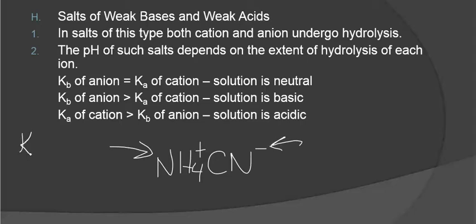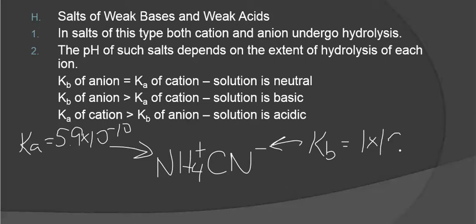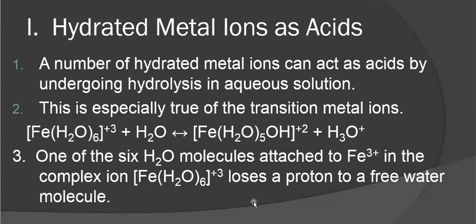Ka for NH4 is 5.9 times 10 to the negative 10th, and Kb for the CN minus is 1 times 10 to the negative 4th. So if I compare Ka to Kb, Kb is greater. That means if I put this salt into water, it's going to produce a basic solution because Kb is greater than Ka. We're going to ignore letter I, so you can just mark that off if you want to.